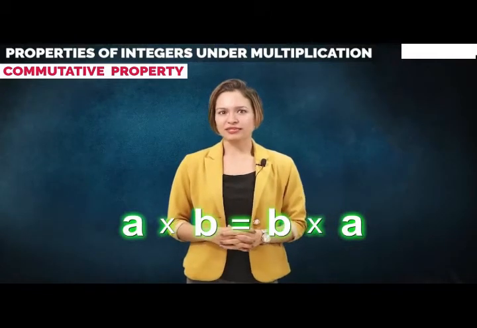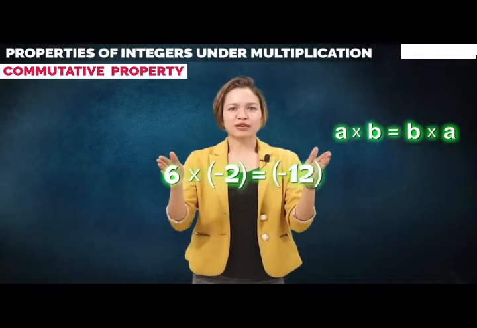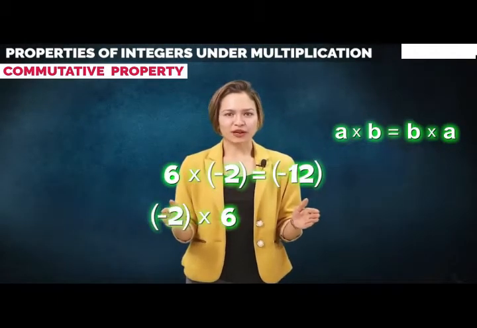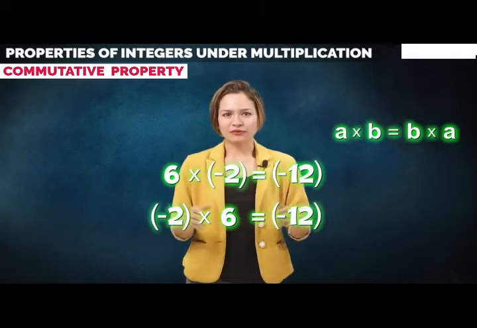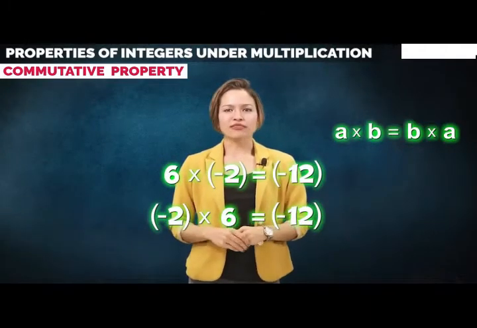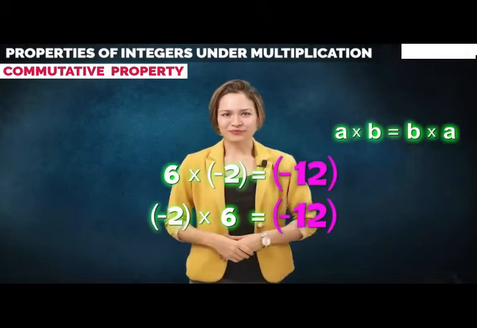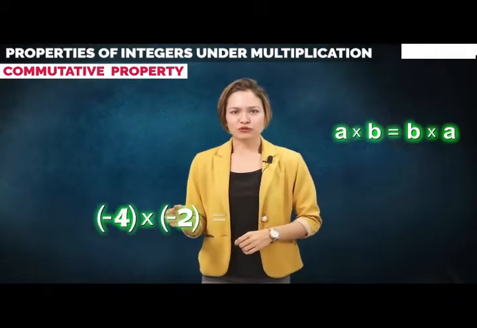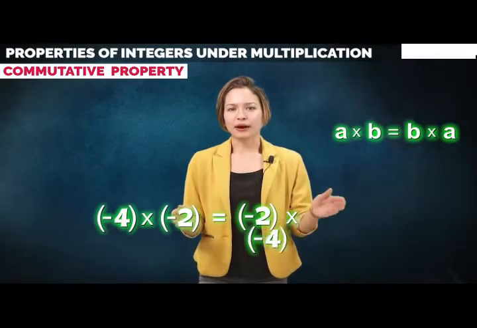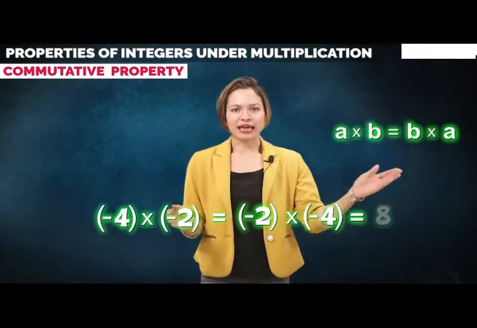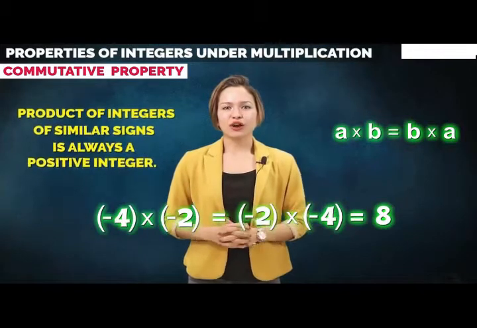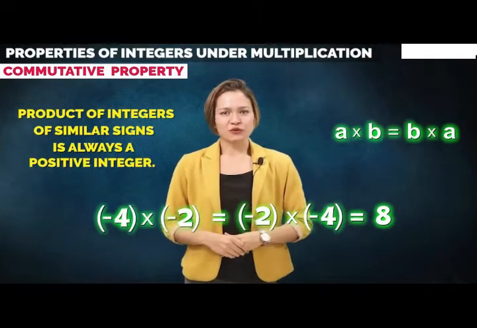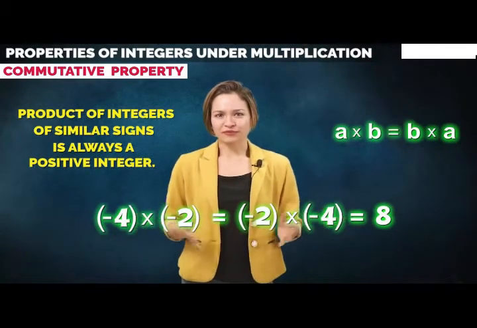Let's understand this by taking a few examples, such as 6 multiplied by minus 2 is equal to minus 12 and minus 2 multiplied by 6 is equal to minus 12. So, in both cases, we get the same result, that is minus 12. And similarly, minus 4 multiplied by minus 2 is equal to minus 2 multiplied by minus 4, which comes out to be 8, as we have studied that the product of integers of similar signs is always a positive integer. You can multiply two integers in any order.